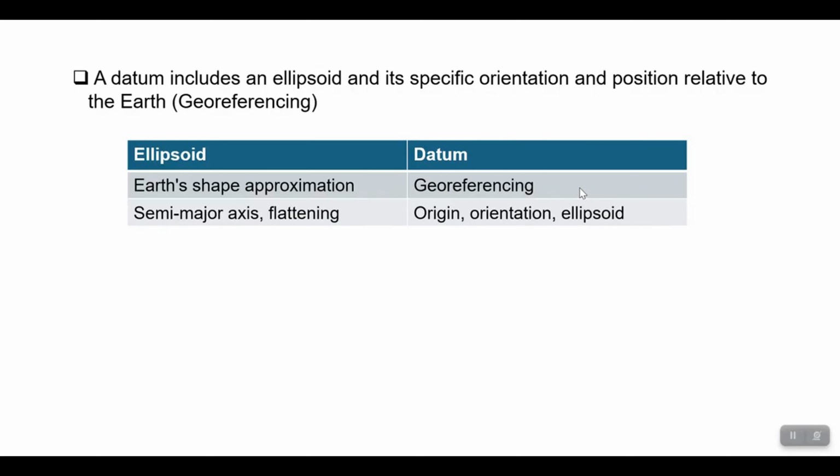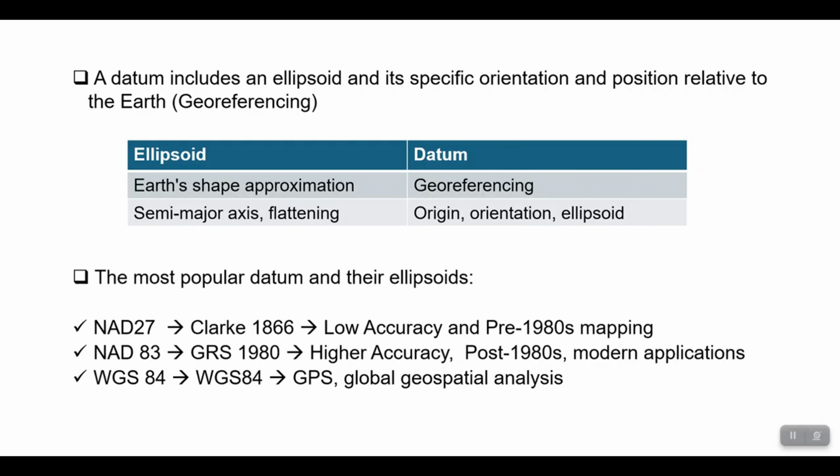So a datum provides a reference framework that specifies the position and orientation of the ellipsoid relative to Earth's surface. So in other words, a datum georeferences. A datum consists of an ellipsoid, and also it has an origin and orientation. And orientations are defined based on the prime meridian and equator. So the ellipsoid is part of a datum.